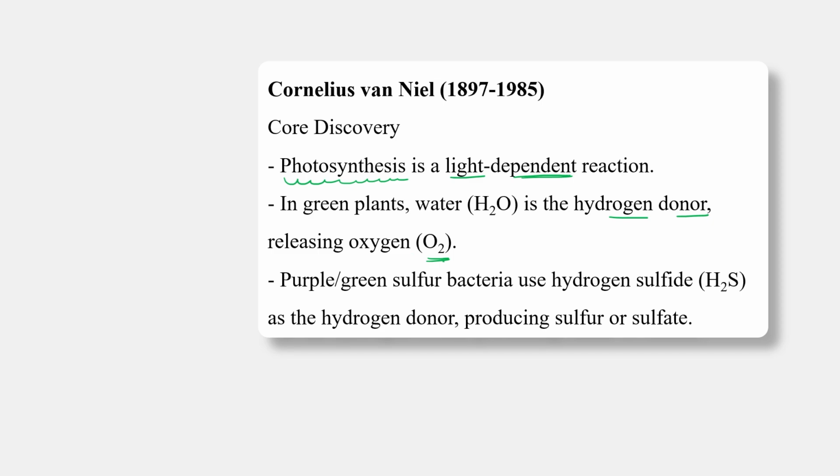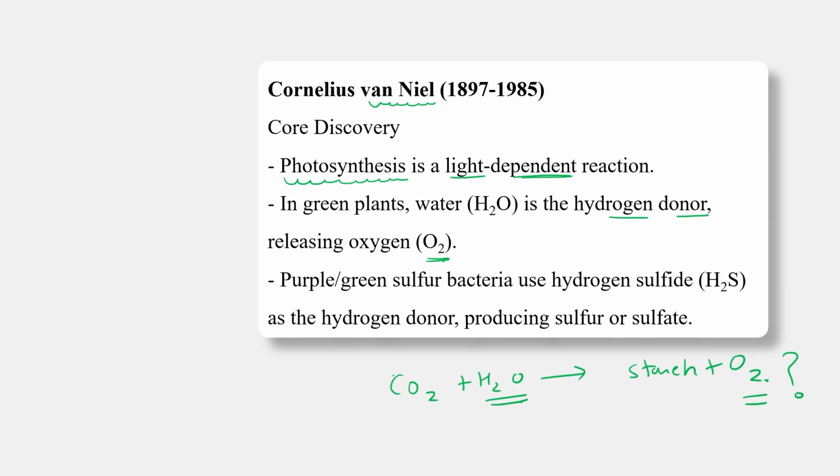Okay, as we have just read out the equation on the previous slide: CO2 plus H2O is equal to starch plus oxygen. So from where does this oxygen come? It may come from the carbon dioxide, or it may come from the H2O. So actually van Niel described that this oxygen comes from H2O only, not from the carbon dioxide.